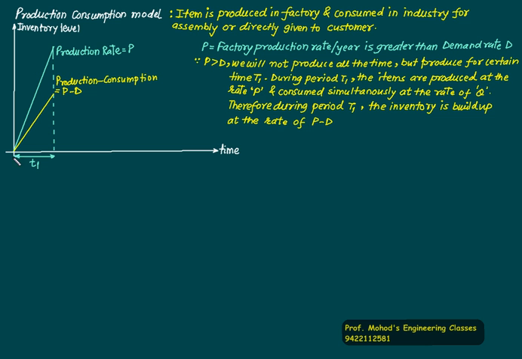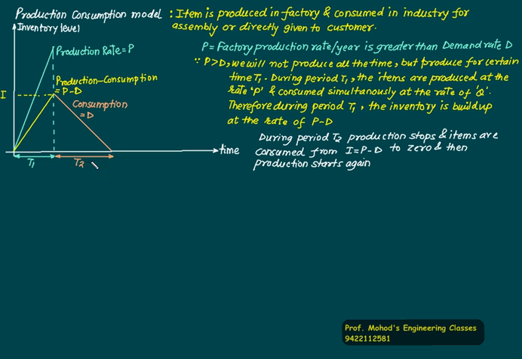So here this represents the building up of inventory, and at the end of the period T1 we have inventory equals to, let's say, I. So this is the inventory at the end of period T1, and now this inventory is consumed without any production for the next time T2. During period T2, consumption rate is constant, that is equal to D. During this there is no production, so we are consuming I. This I will be equals to the P minus D. So this is P minus D. From this we consume it from P minus D to 0, and then again the production will start again.